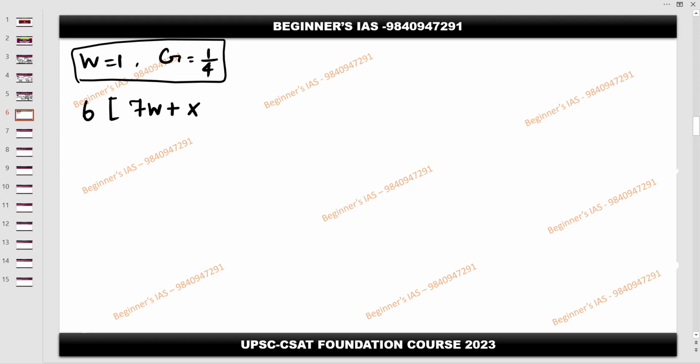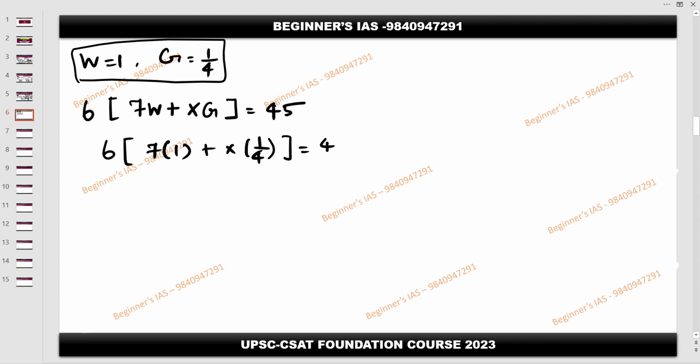Take that number of girls as x. X girls. What is the work done? 45 acres. Then substitute the value here: 6 by 7 into 1, plus x into 1 by 4, which is equal to 45.